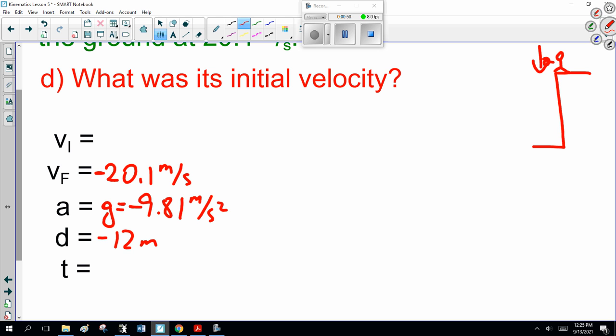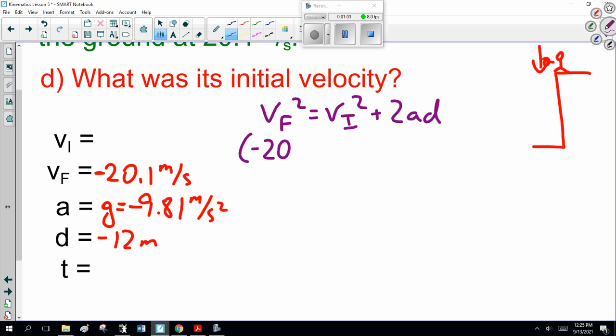Once again, V final squared. I'm getting tired of that equation. I have to come up with something else. Velocity final squared equals velocity initial squared plus 2AD. Getting tired of this equation, but such is life. Minus 20.1 meters per second, squared, equals the initial squared. I threw it down, so it's not 0.